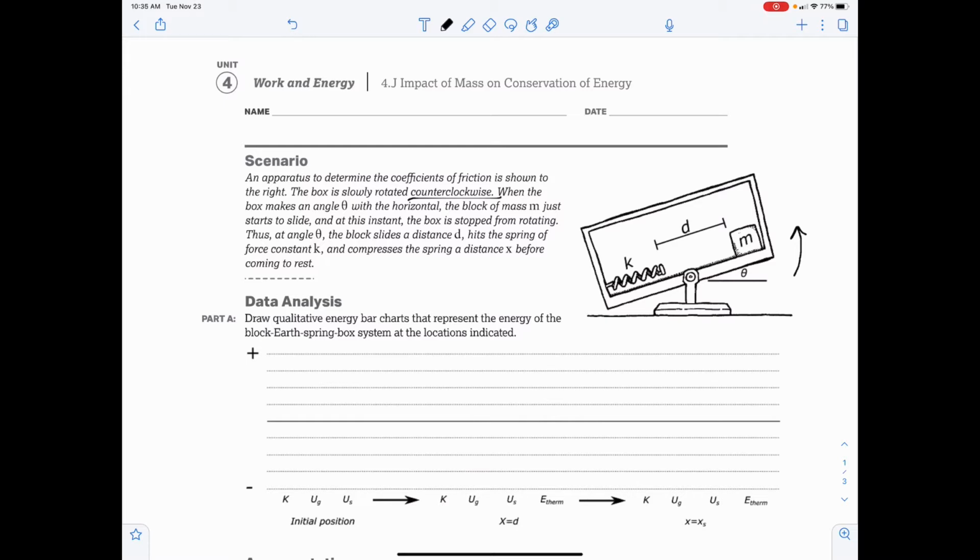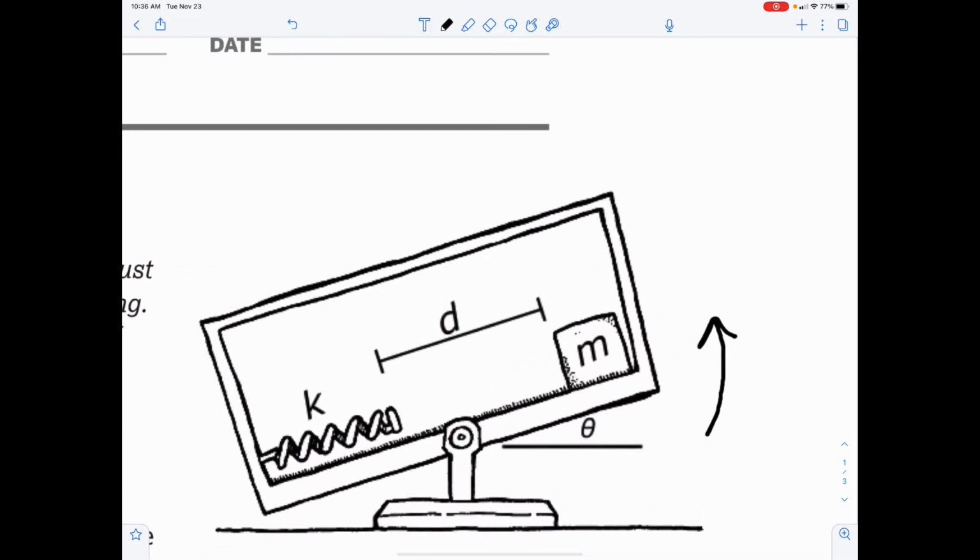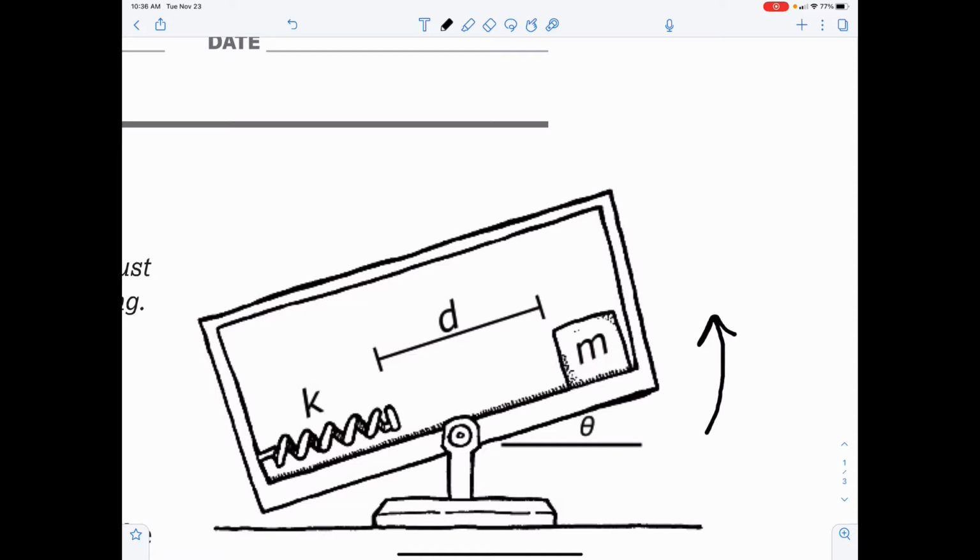Part A, draw a qualitative energy bar graph that represents the energy of the block-Earth-spring system at the locations indicated. The locations indicated are the initial position, up here; when x equals d, right before the block begins to compress the spring; and right here, when the block has fully compressed the spring. I'm going to label these positions A, B, C, just to give it some relevance on the chart. Let's go to the actual picture, and let's talk about the energies at these different spots.